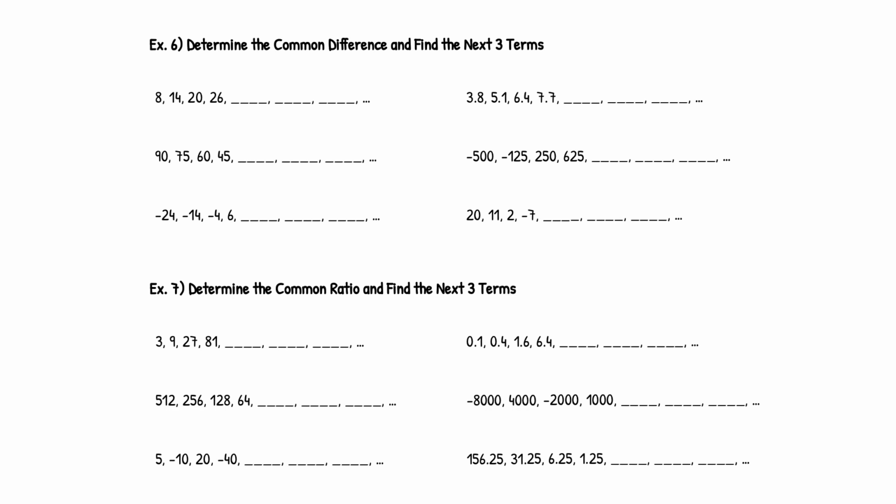For this next part, we'll do the same thing. You can pause the video, go through and try each one of these. For the top, you're going to be determining the common difference and find the next three terms. For the next section, you're going to find the common ratio and find the next three terms. So that gives you an idea of what you're doing there. These are going to all be arithmetic and these are going to be all geometric. Practice using the backwards subtraction and the backwards division.